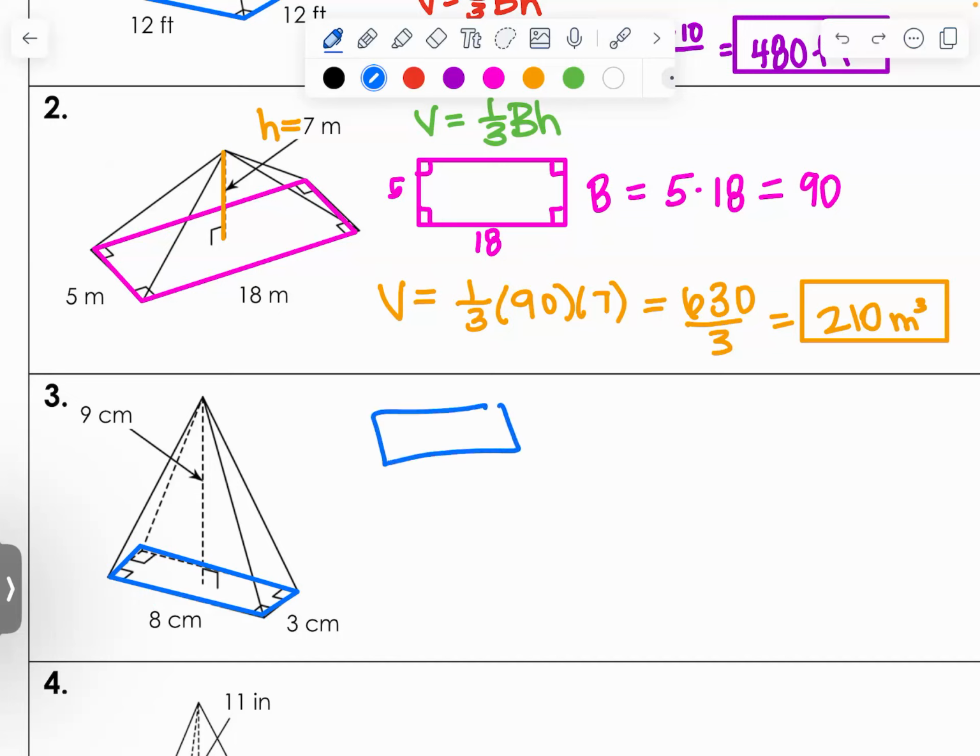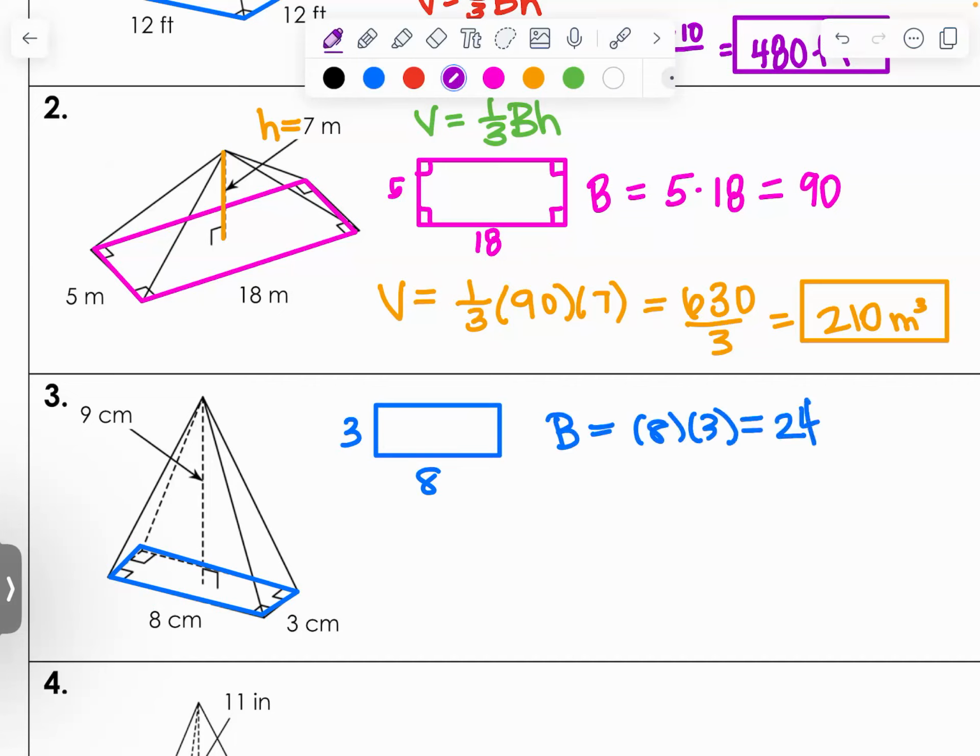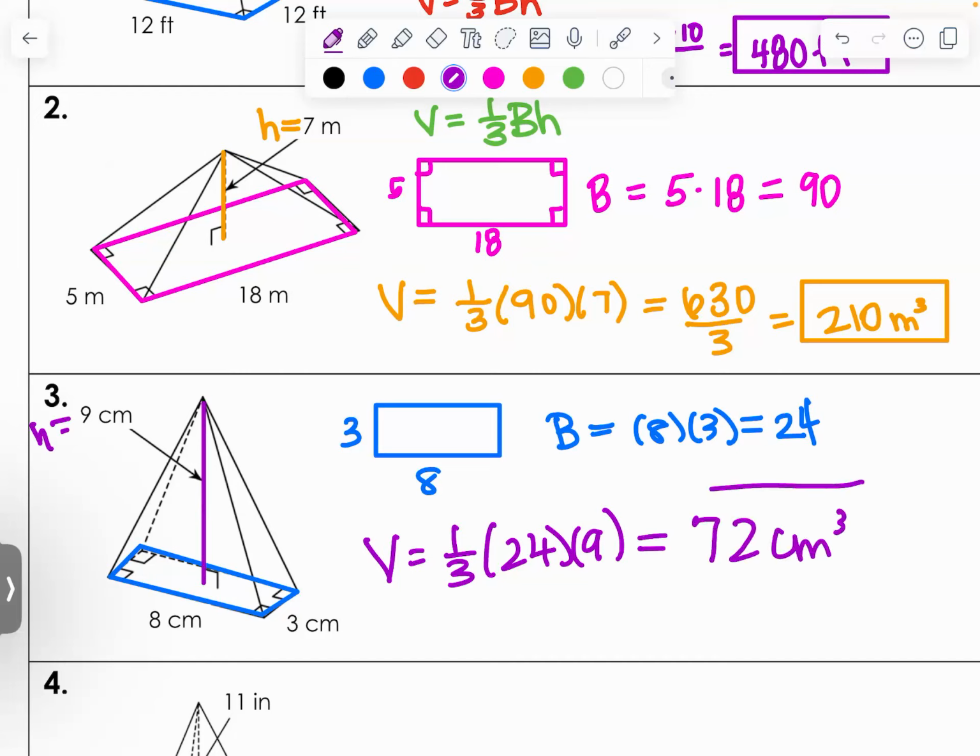Okay, we have a rectangular base with sides 8 and 3. So the area of your base, did you get 24? When you find the volume, did you take 1/3 times 24 times 9? Because 9 is the height of our pyramid. So when I'm walking around the room, I'm seeing lots of answers that are 72 cubic centimeters.